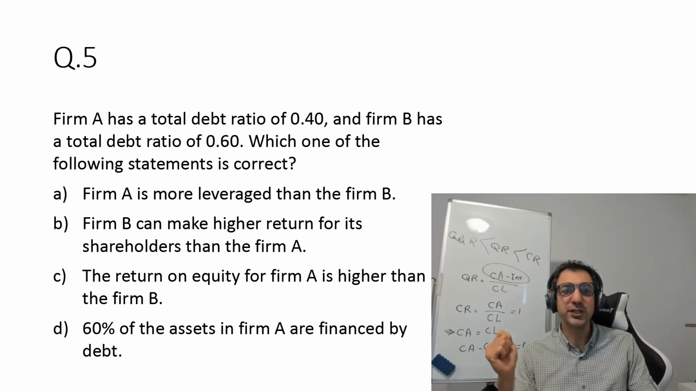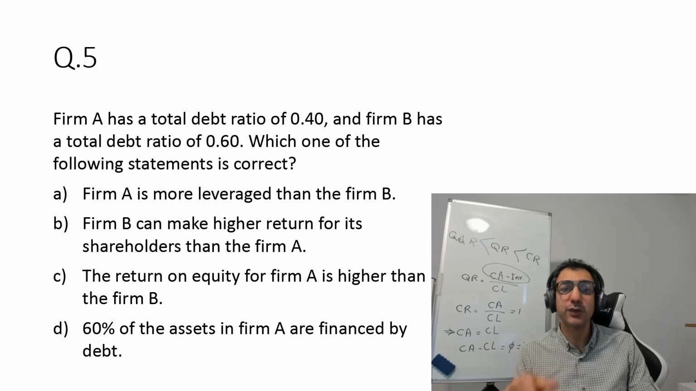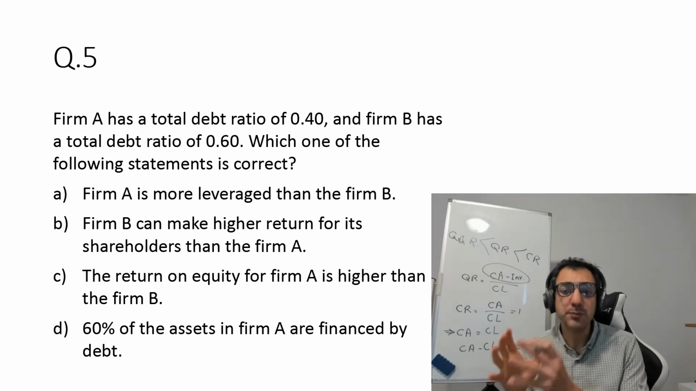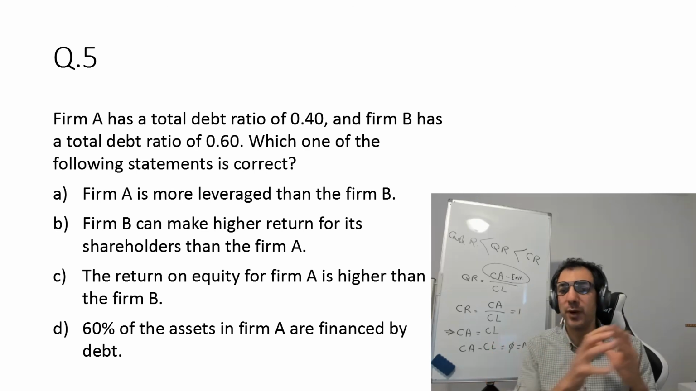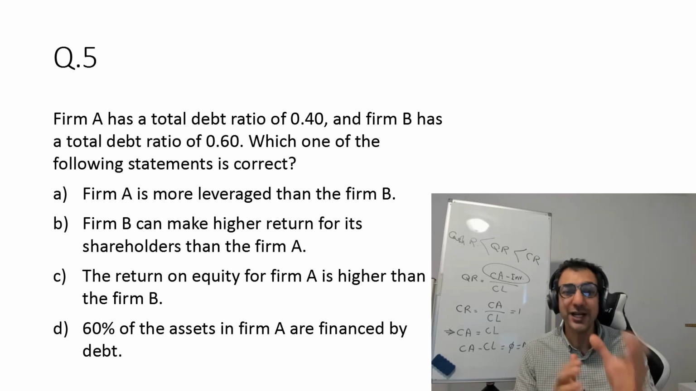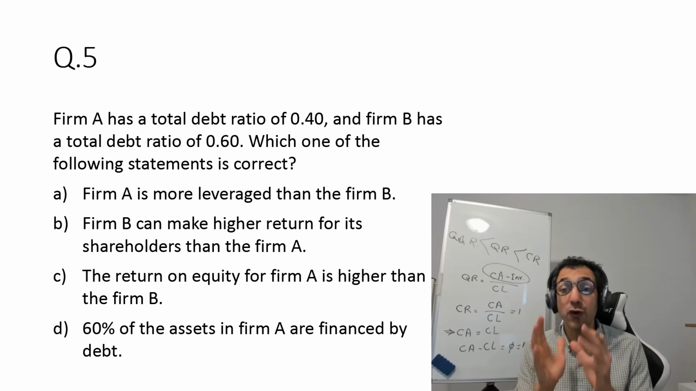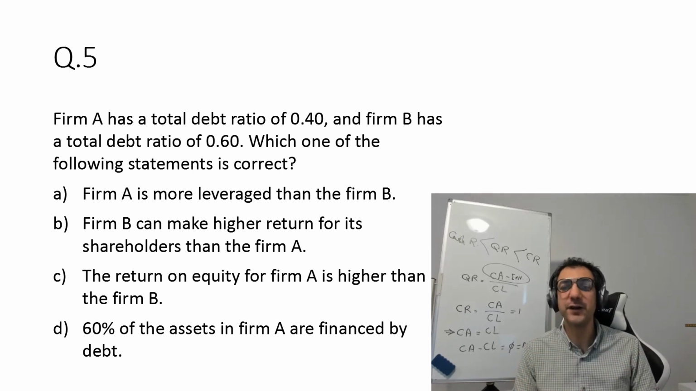The 60% of the assets in firm A are financed by debt. Now be careful. For firm A, we said the debt ratio is 40% or 0.4, which means 40% of the assets are financed by debt, and 60% are coming from equity. But here it is telling us a different way, saying 60% of assets are coming from debt, which is not correct. 40% of assets in firm A are coming from debt, and the rest, which is 60%, is coming from shareholders' equity.